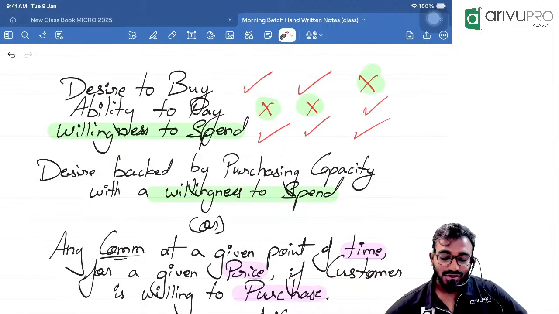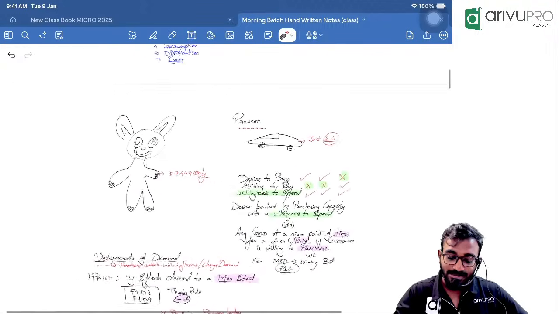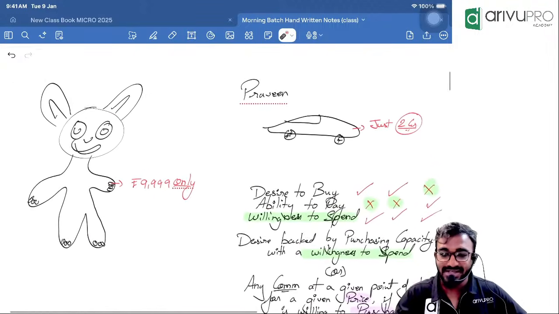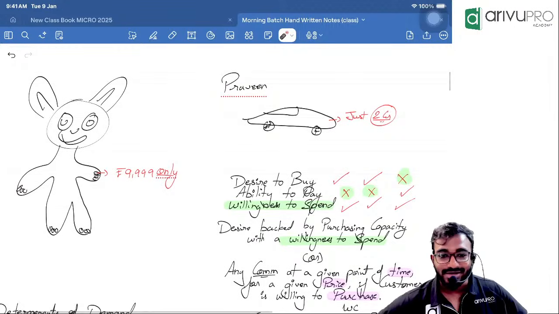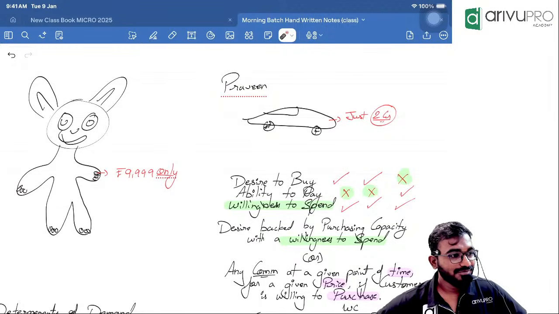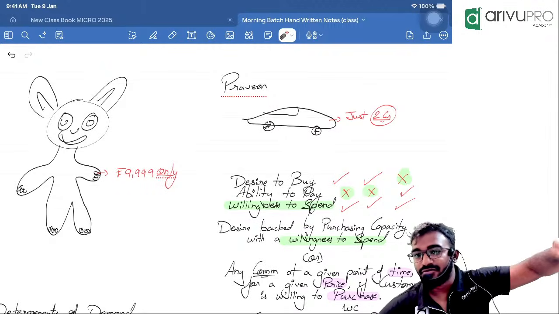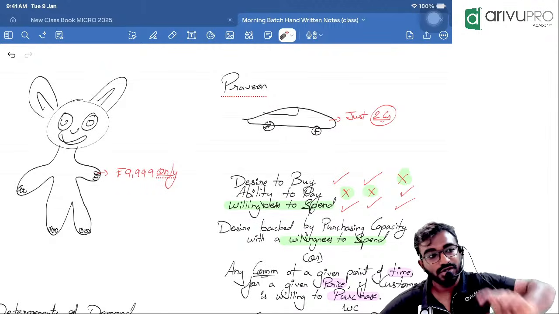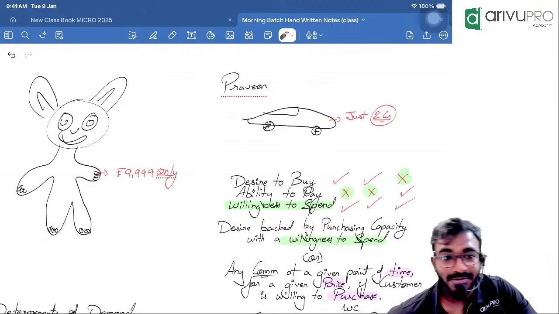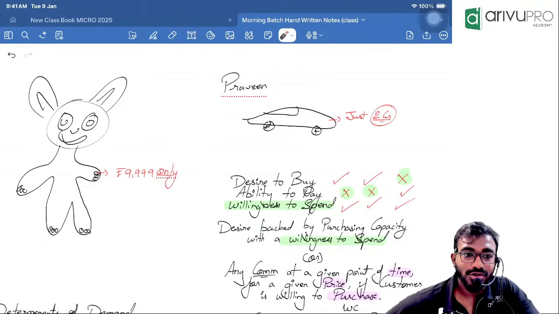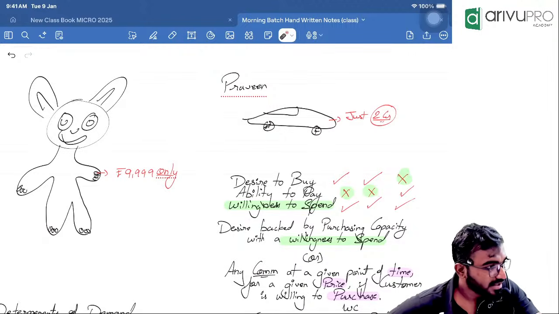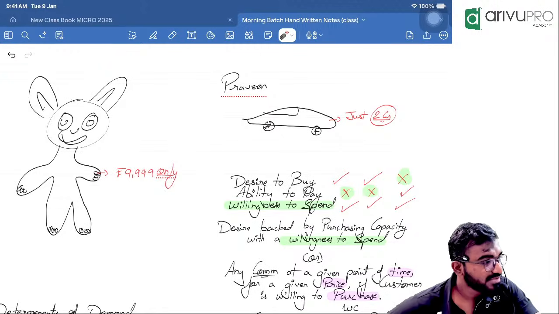Write down: desire to buy, ability to pay, willingness to spend. And also write the example: the teddy bear example of Srimati, Praveen's Lamborghini car, and Rahman gifting the car to Praveen. Write at least a one-liner. Wherever I'm giving an example, make sure you also write the example. Later, maybe after one or two months, when you are revising a lot, examples will play the major role.